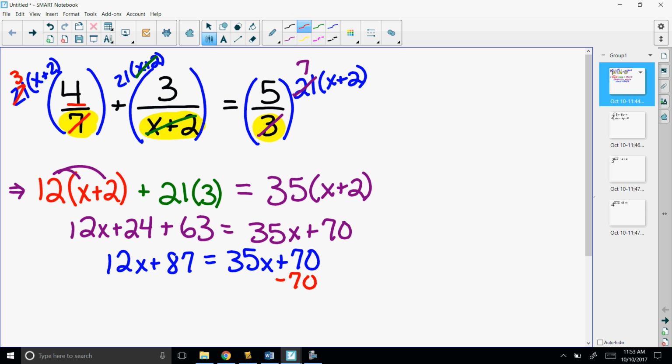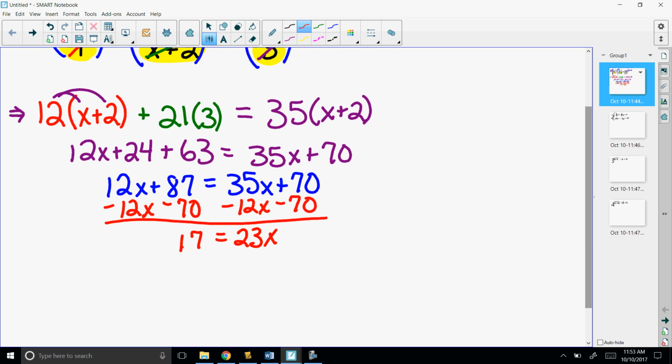So subtract 70, minus 12x, and you get 17 is equal to 23x. So if you solve, you divide by 23. So if I divide by 23, x is equal to 17/23.